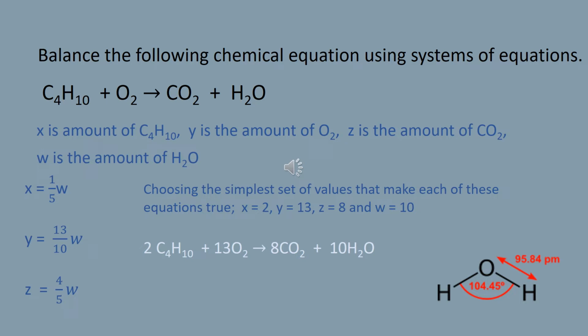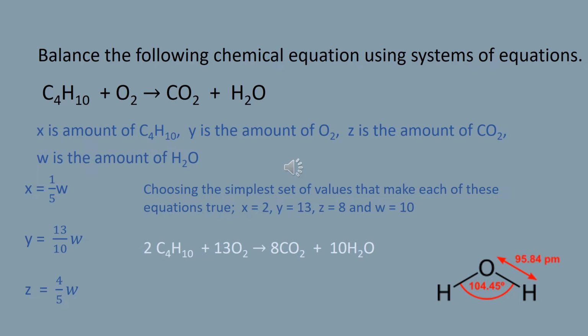So if you go across and look on the left and look on the right, there's a total amount of carbon on the left matching a total amount of carbon on the right. There's a total amount of hydrogen on the left matching the total amount of hydrogen on the right. And same thing for the oxygen. So we have correctly balanced our equation.